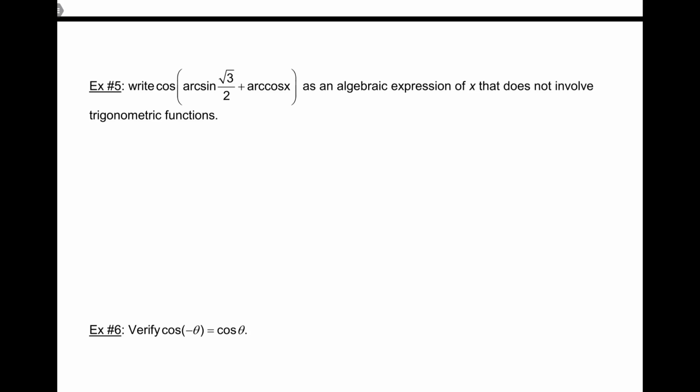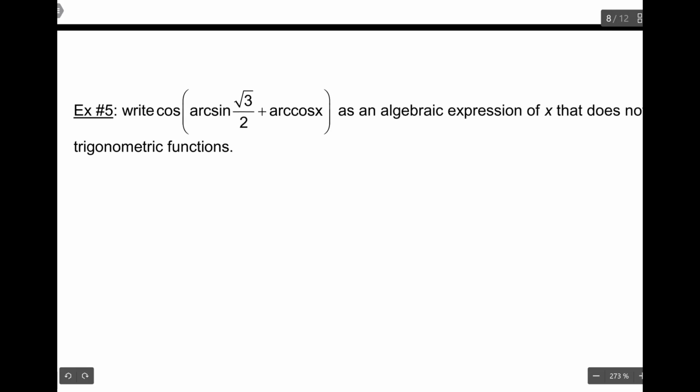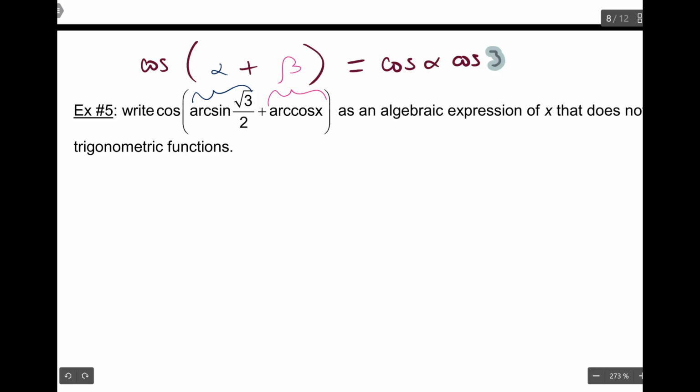Alright, so let's look closer here. I have cosine of arc sine square root of 3 over 2 plus arc cosine x. Let me make this whole first part be alpha, and the second part be beta. Then I basically have cosine of alpha plus beta. So I know that's going to be cosine alpha cosine beta minus sine alpha sine beta.